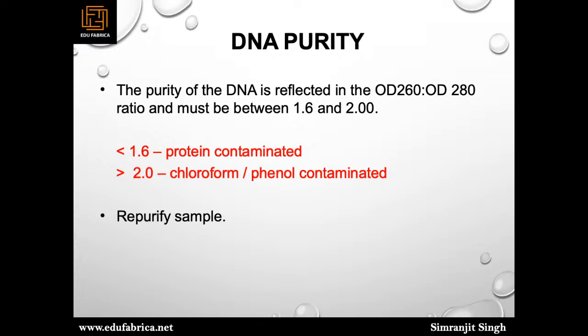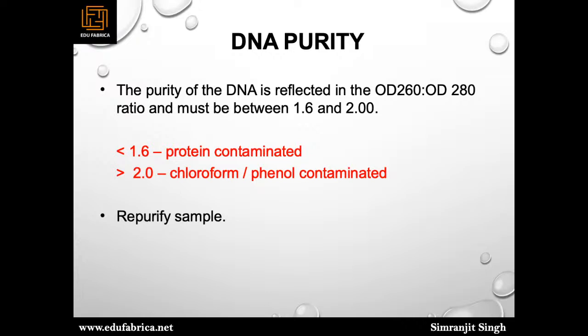Then how to find the DNA purity? So mainly with the optical density, we take a ratio of 260 to 280. If the ratio comes out to be less than 1.6, then your protein is contaminated. If it is more than 2.0, then the chloroform or phenol is contaminating. Then you repurify the sample.